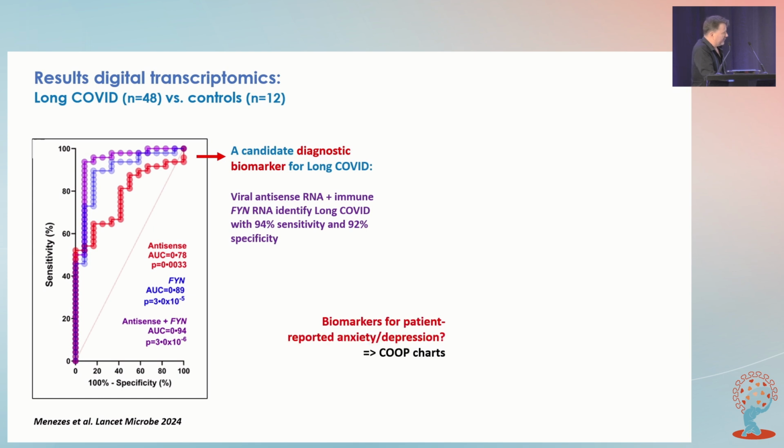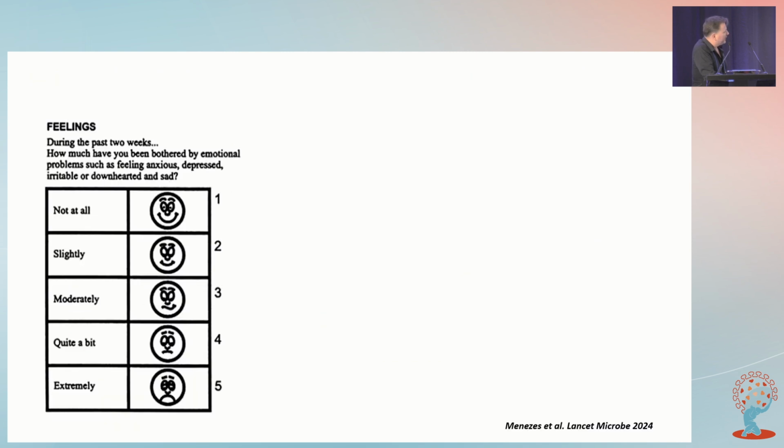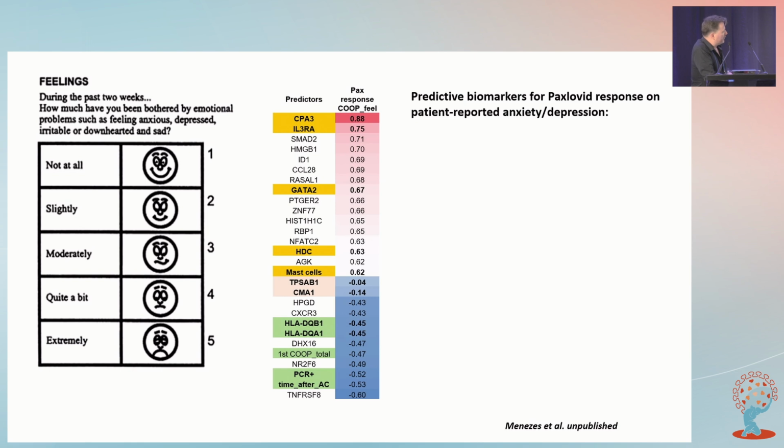So what about anxiety and depression in the COOP charts? Highlighting one of these 6 dimensions, just zooming in a bit, this is the answer to the question: during the past 2 weeks, how much have you been bothered by emotional problems such as feeling anxious or depressed? So if we quantify this, the patients had very high scores, were extremely worried by anxiety or depression, or the patient had actually higher antisense RNA, as we know, a surrogate marker of viral replication. So we wanted also to look at that more specifically in this Grassroots trial.